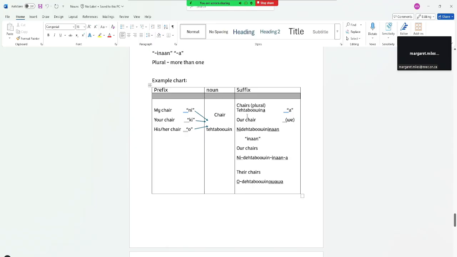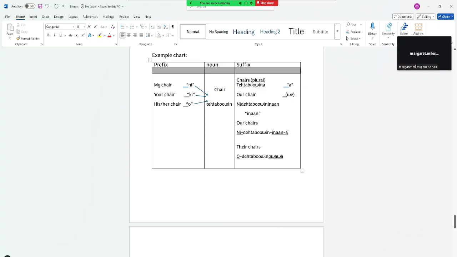So on the right hand side of this chart, chairs are plural, dehtaboina. Our chair, we, nidehtaboininan, nidehtaboininan. Inan is we. Our chairs, nidehtaboininana, nidehtaboininana. Our chairs.